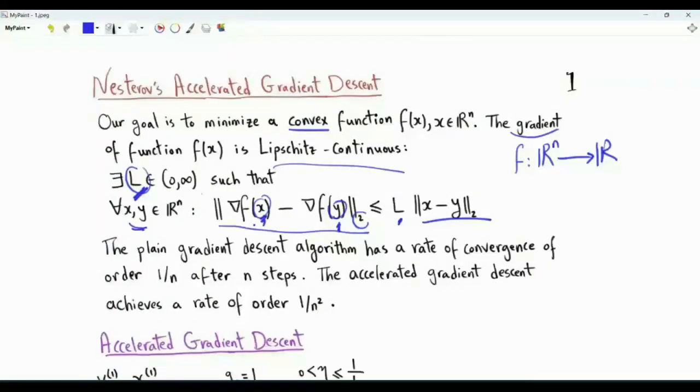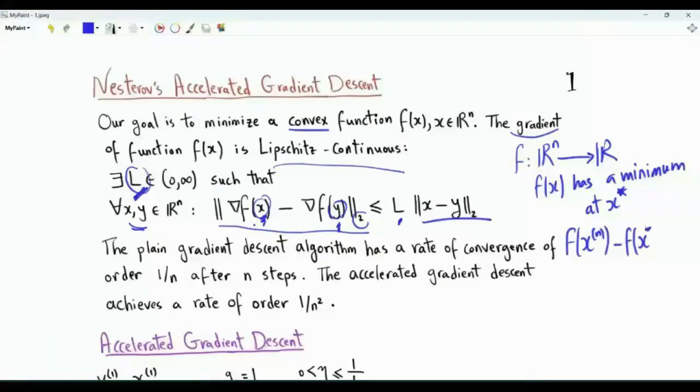If we minimize f of x using the plain gradient descent algorithm, the rate of convergence is of order 1 over n. Suppose that f of x has a minimum at x star. Then f of xn minus f of x star, this is the value achieved after n iterations or n steps minus the minimum value, this difference is upper bounded by some positive constant over n.